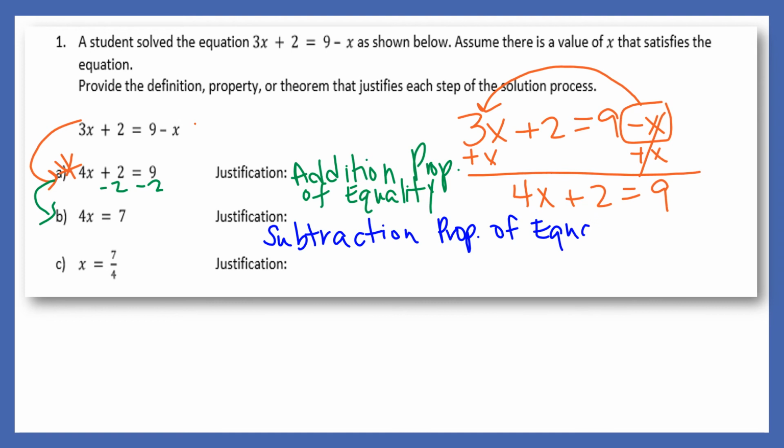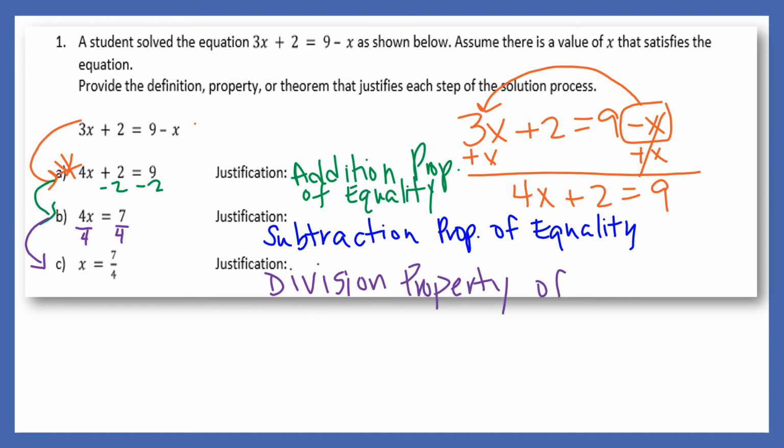Getting a little messy over here, my apologies. All right, what did we do last? So if we look here from B to C, we divided by 4 because we want to get the x by itself. So that is the division because we divided. So when you ask yourself, what did I do? You can say, well, I divided. That tells you the property you used, division property of equality. And all that fancy property of equality means is you're dividing both sides of the equal sign.